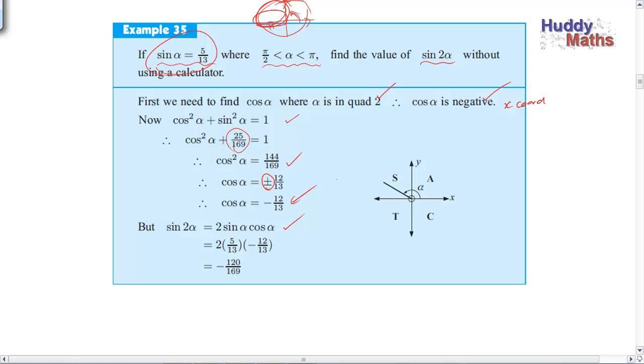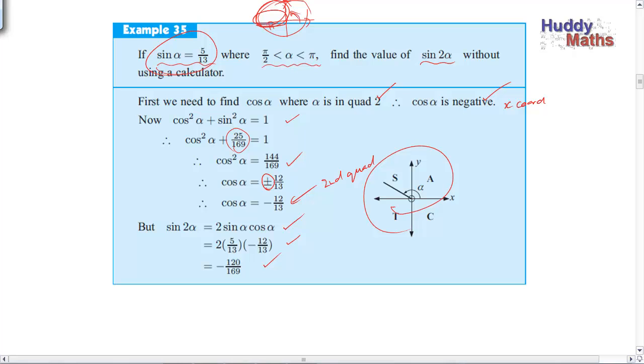You choose the negative because it's in the second quadrant as stated up above, and therefore the sine of 2 alpha is 2 sine alpha cos alpha, substituting them both in there. So just looking at the picture over here, that alpha is in that second quadrant.